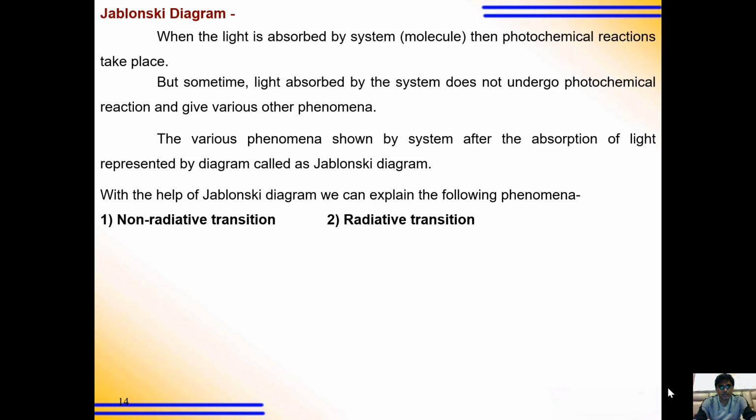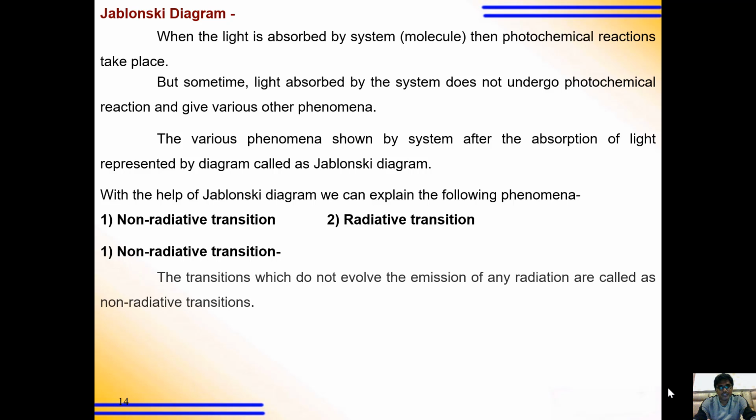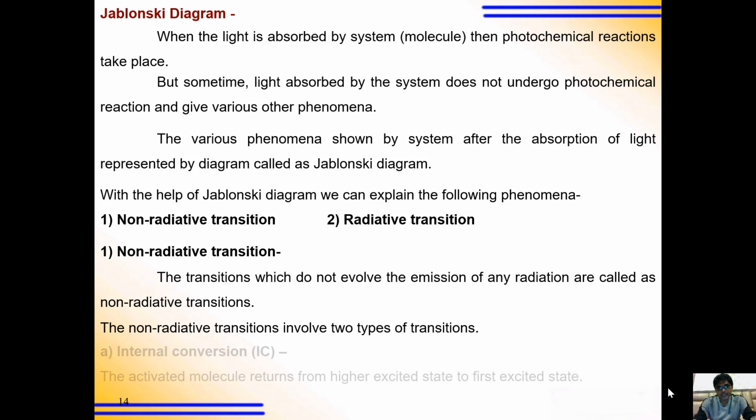With the help of this Jablonski diagram, we can explain some phenomena, that is the non-radiative transitions and radiative transitions. Non-radiative transitions are the transitions which do not involve the emission of any radiation. And the non-radiative transitions involve two types of transitions.